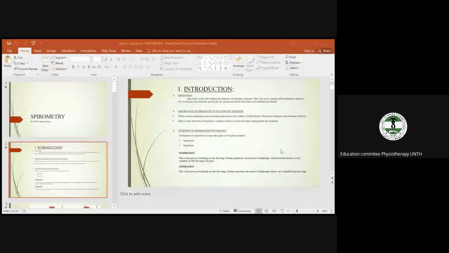Sorry, this is the process of exhaling air from the lungs. During expiration, the muscle of the diaphragm relaxes, and air is exhaled from the lungs.